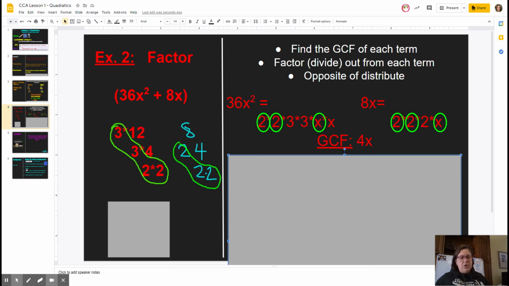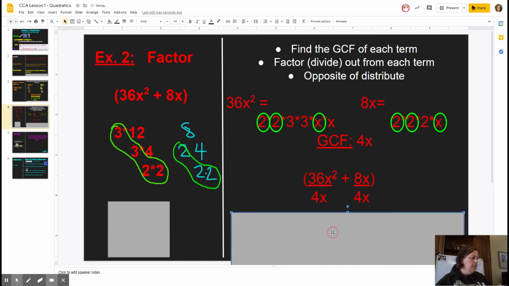Now, the directions are actually to factor. The directions aren't just to say, hey, find the greatest common factor between each of those terms. So now we're going to do the opposite of the distributive property, which says we're going to divide each term by that 4x. And this is where we're going to use those rules of exponents that we learned earlier this year. So the first thing we're going to do is 36x squared divided by 4x, and then 8x divided by 4x.